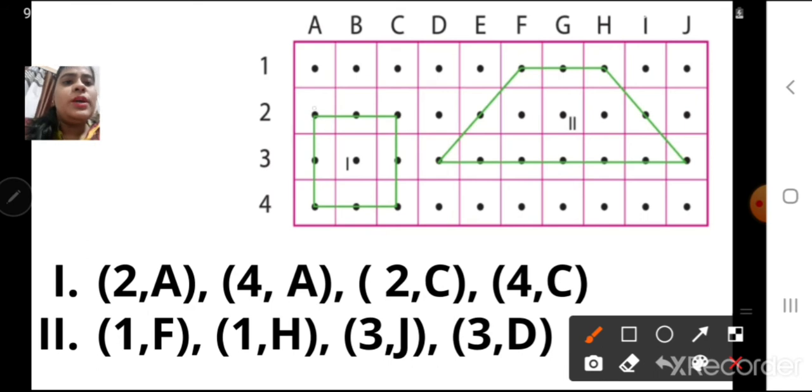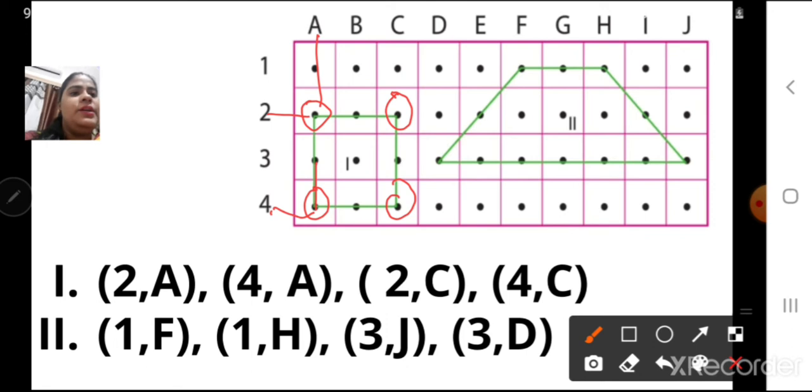The first vertex, which is this one, is 2A. Okay, we have to count from here the numbers and then the alphabet. So this vertex is 2A. Then this vertex is 4A. Then this one is 2C and this one is 4C. So like this we have to write the position of the vertices. Okay, next we have the second figure.